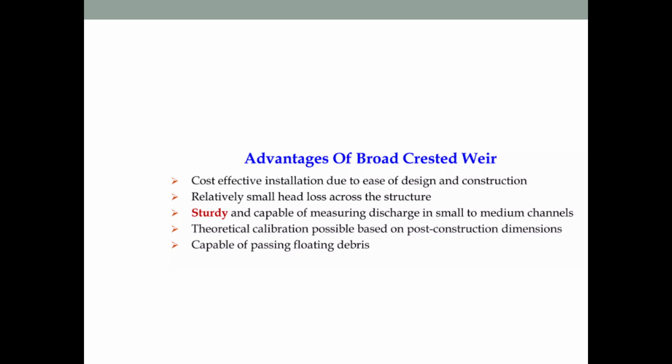Another advantage is cost-effective installation. The design and construction are very easy. There is only small head loss. You can measure the discharge in small to medium channels, etc. It is capable of passing floating debris, and theoretical calibration can also be done.